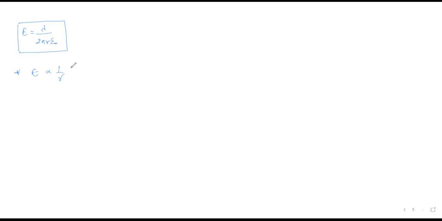This means what is the relation between R and E? What is your R? R is the radius of the Gaussian surface. If you want to draw the graph between E and R, you can write here, it will be like this. Note it down, please. This is your R and this is your E. Also note it.